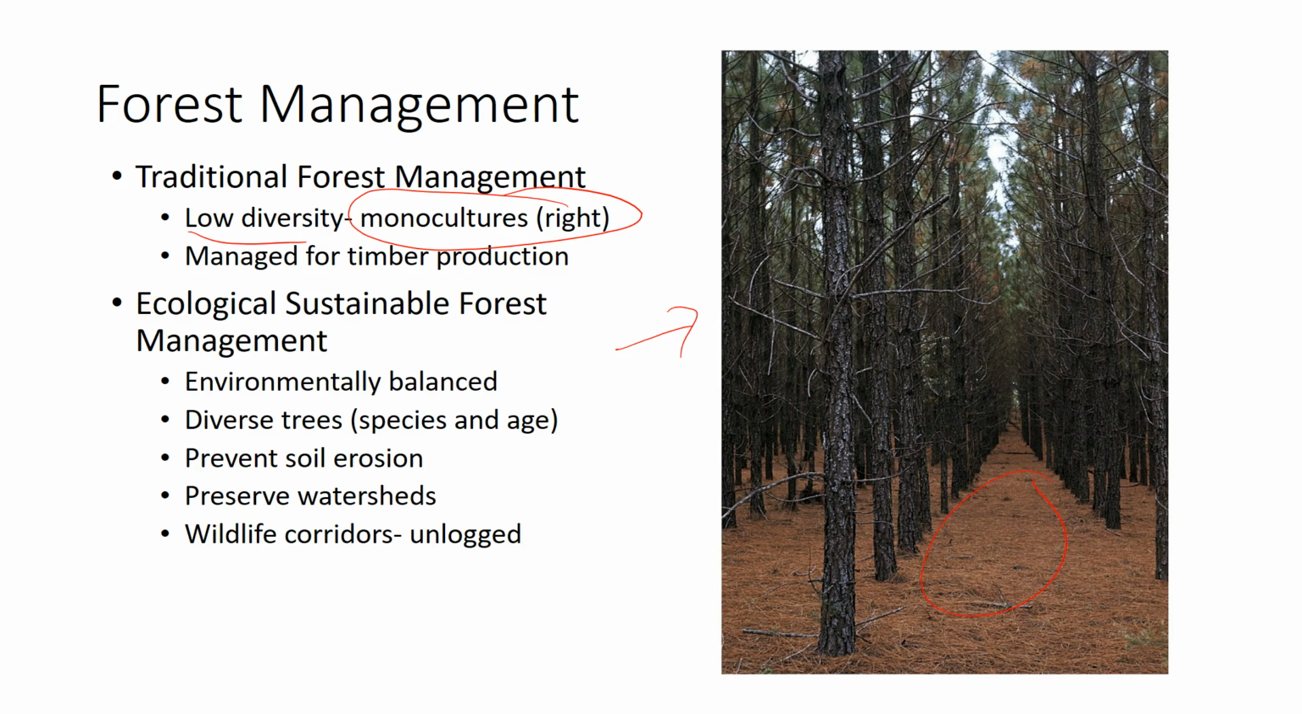Now, what we'd call a more sustainable forest, we've got some balance between how old the trees are, for example, and the type of trees. So we're diversifying not just the age of the trees, but the species of trees. Again, most forest ecosystems, particularly your old growth, have a diversity of plant life. And in doing so, we found that we're able to help prevent soil erosion, preserve watersheds, and maintain what are called wildlife corridors between log areas.